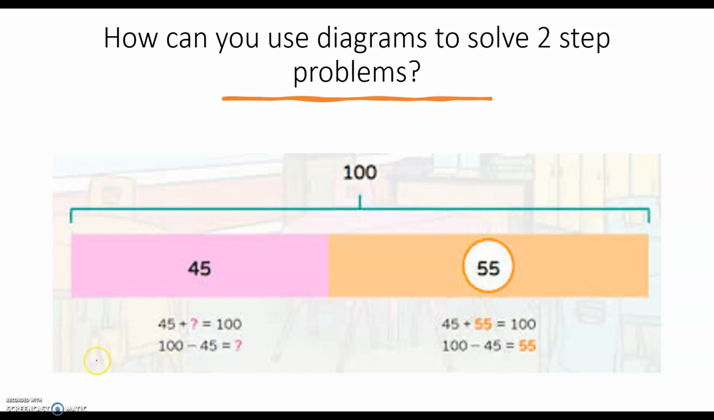Your lesson essential question is how can you use diagrams to solve two-step word problems? So we'll be solving two-step word problems using diagrams, just like the one below. You've seen diagrams like this before. You know that each part of the diagram shows part of the whole, and then the whole is up here on the top.